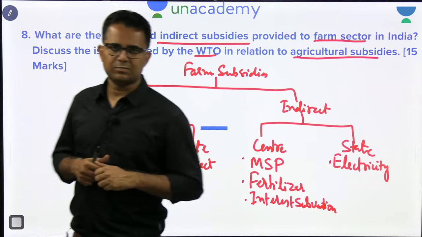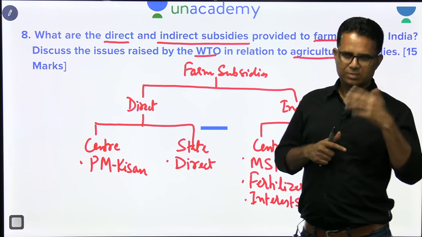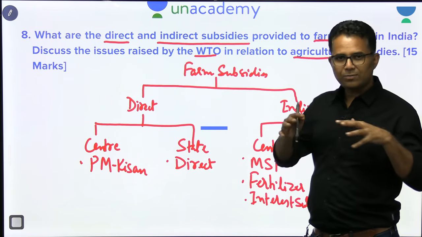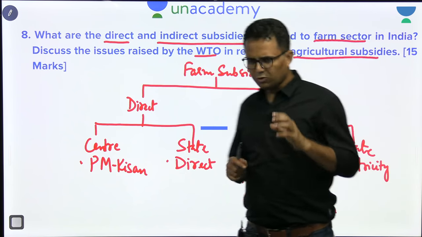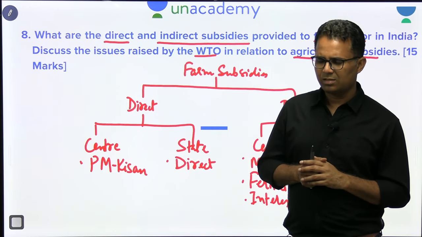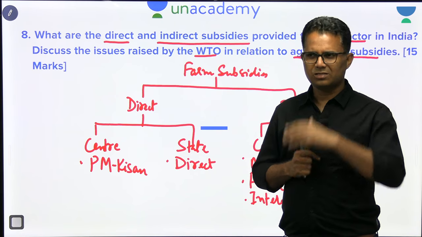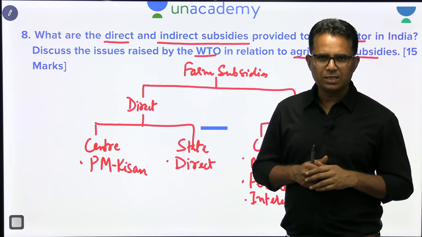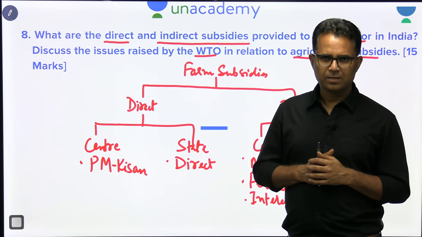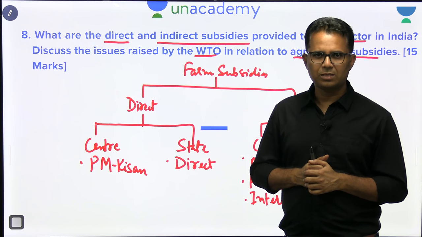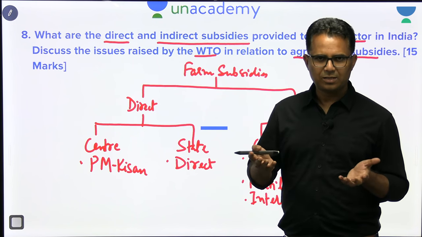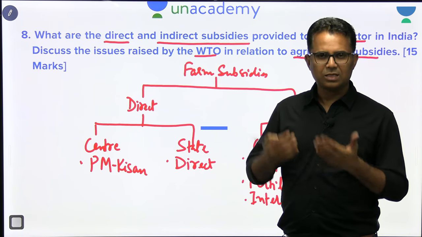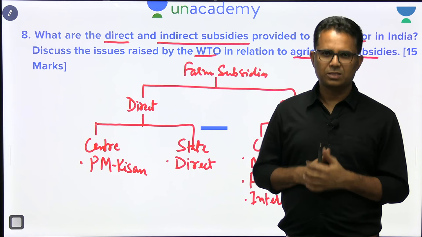It distorts competition, international competition. It has led to environmental degradation. So you write the resources. And then you write about the present situation. Since you have mentioned the WTO, you also write about the context. You write that in the WTO ministerial conference held at Bali, it was agreed that these subsidies will be minimized and the peace clause will end by 2017, but the peace clause has been made indefinite, and developed countries and developing countries are not reaching a consensus in reducing these distorting subsidies.